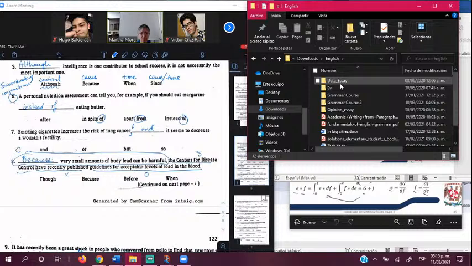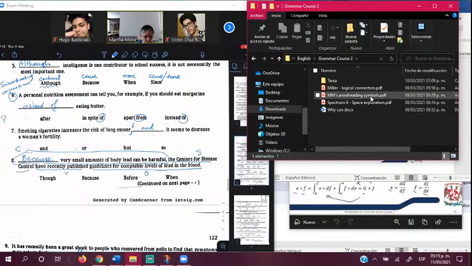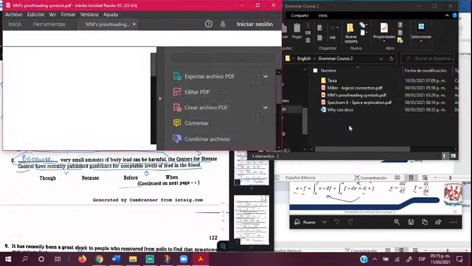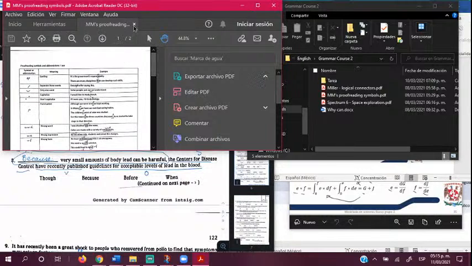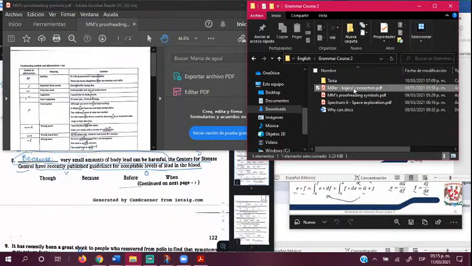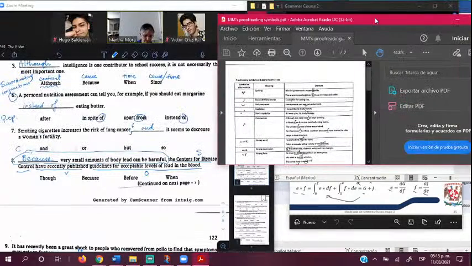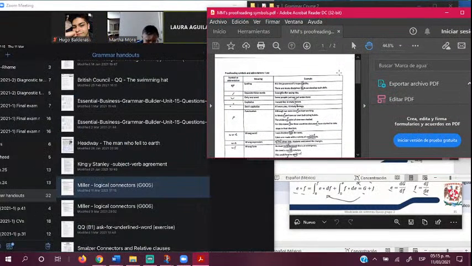Prepositions. So all of them are prepositions. So we have after, in spite of, apart from, and instead of. Have we classified those in the chart? No. Okay. No, let's see.